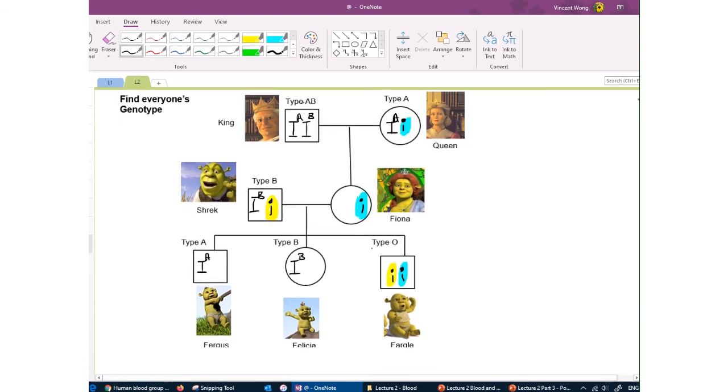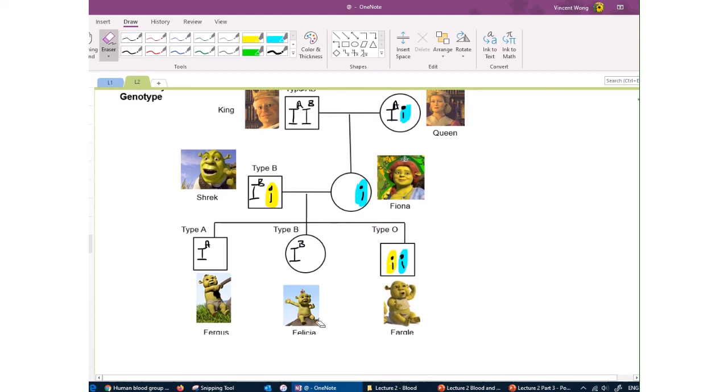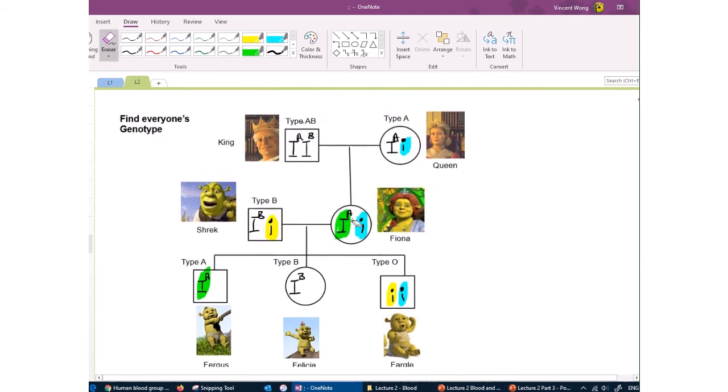Right? Let's take a look at Fergus here. Fergus is IA something. Right? So where did the IA come from? The IA did not come from Shrek. Okay, we know that because Shrek doesn't have an IA, which means it must have come from Fiona. Okay, so this IA is from Fiona. And where did Fiona get her IA? Well, Fiona got the small i from the Queen. That means the IA must have come from the King.